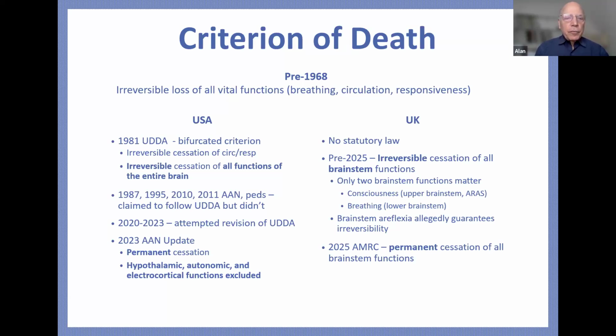Now, with the introduction of brain death, the United States in 1981, with the President's Commission, introduced a bifurcated criterion. So death could be diagnosed either by irreversible cessation of circulation and respiration or by irreversible cessation of all functions of the entire brain. And this bifurcated criterion became the model law called the Uniform Determination of Death Act, the model law for all 50 states. Some states retain their pre-1981 laws, but most have some version of this UDDA.